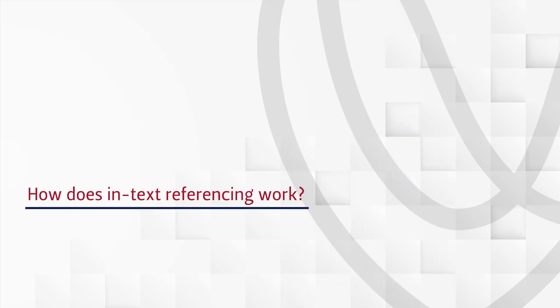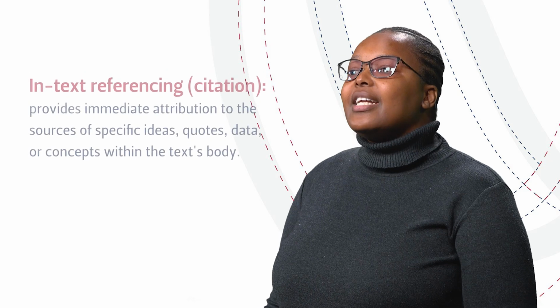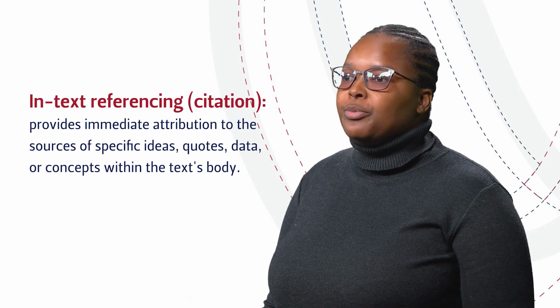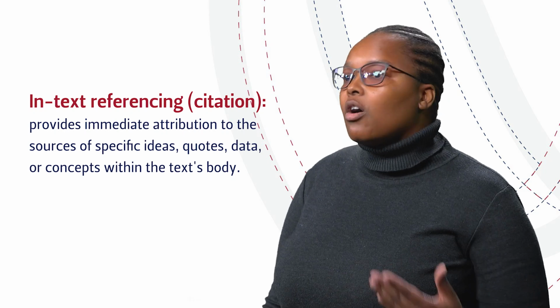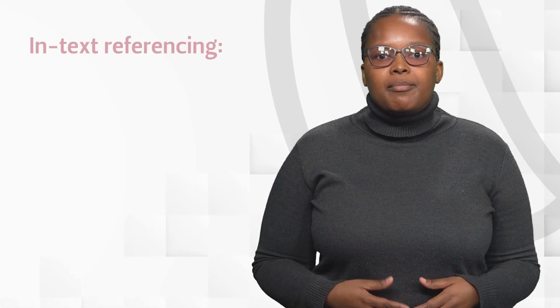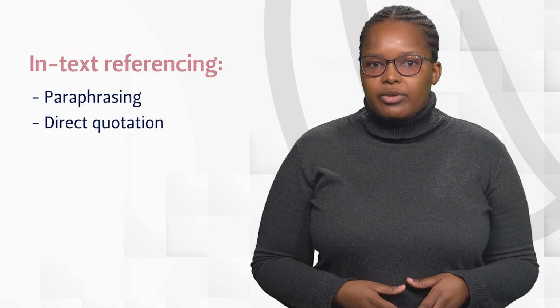Let's discuss how in-text referencing or citation works. In-text referencing provides immediate attribution to the sources of specific ideas, quotes, data, or concepts within the text's body. This helps readers to identify which parts of the text are supported by external sources. Academic writers can use paraphrasing or direct quotes when in-text referencing.